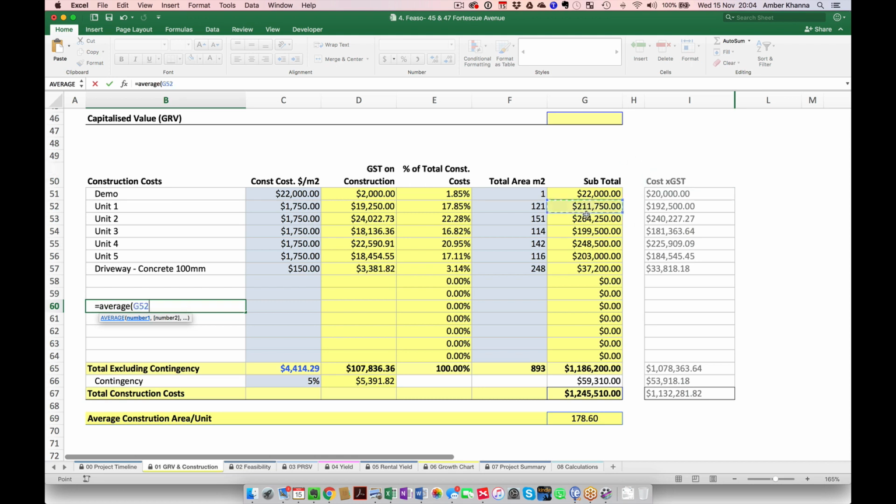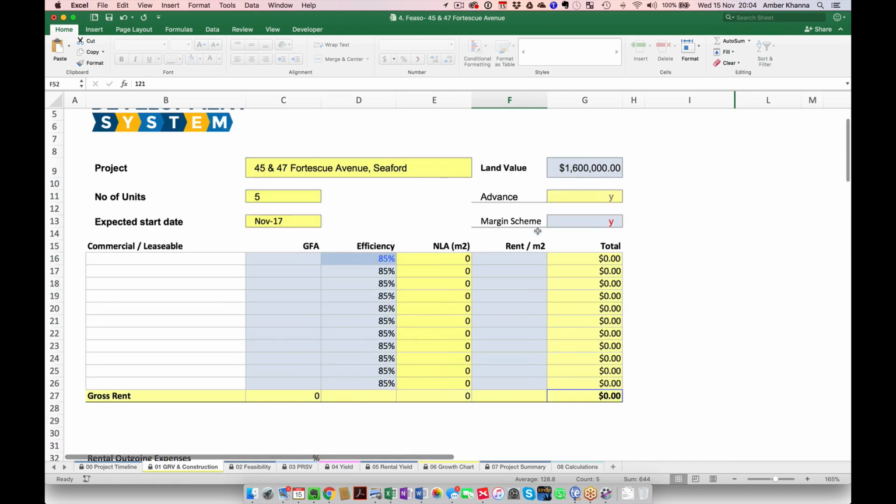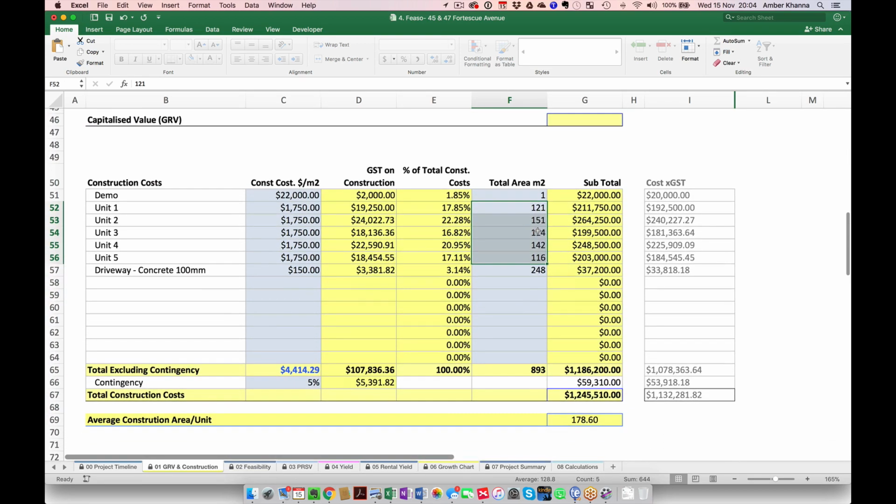Correct. I'm just looking at the average construction cost here. 225, too low. Unless it's got no specs at all. But at 1750 a square meter, the reason I feel this is too low is because I don't think you've got this area right. This area looks really small to me based on the actual big size units.